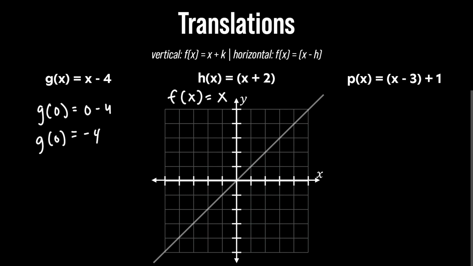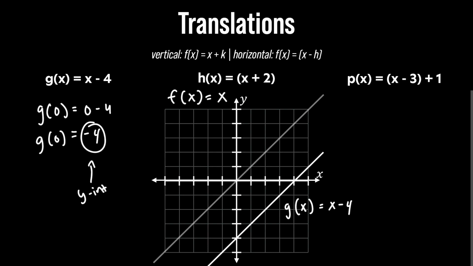And plugging in 0 for x tells us what the y-intercept is. So negative 4 is the y-intercept, which means the graph hits the y-axis at negative 4. In fact, the graph will look something like this. The graph is the same as the parent function, except now it's been vertically translated by 4. From the parent function to this new function, we've traveled 4 units in the negative y direction.